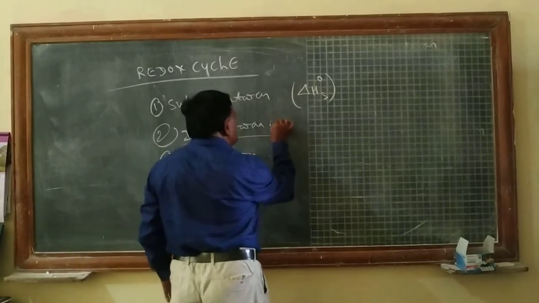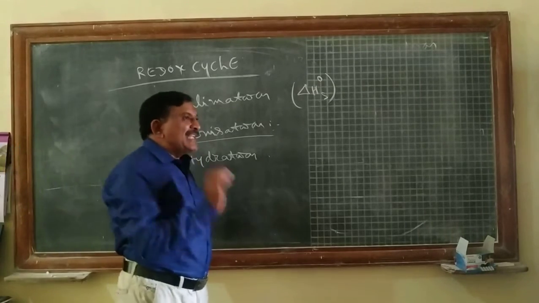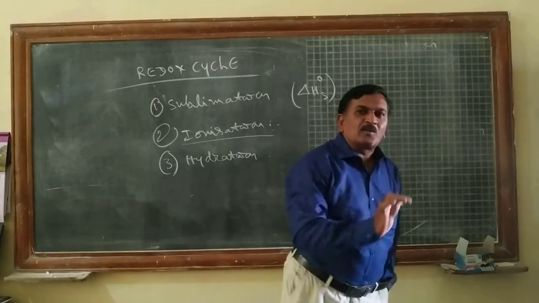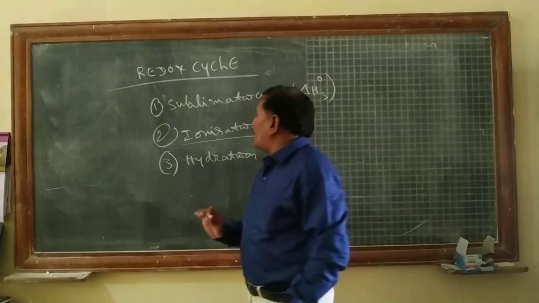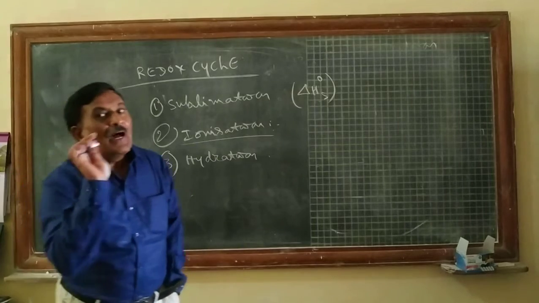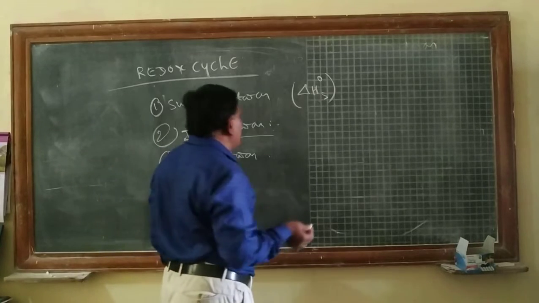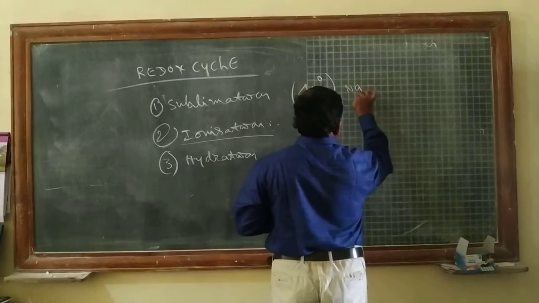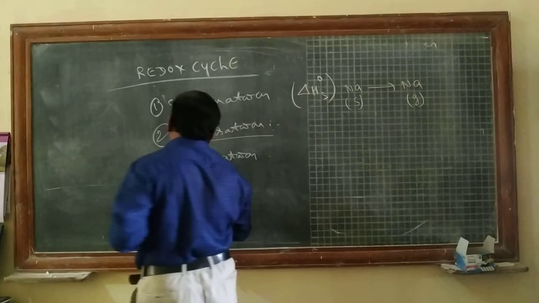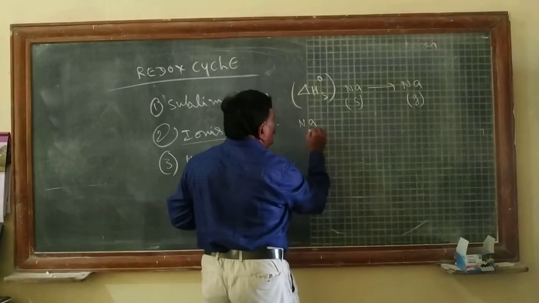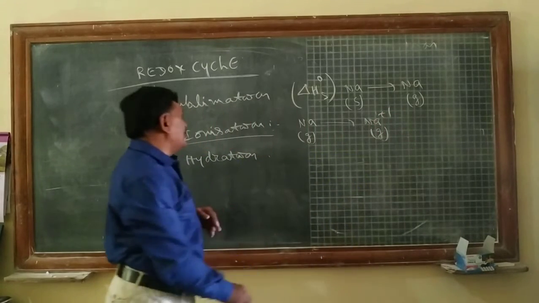Then the second process is ionization. Ionization is equal to the ionization energy. It means that when one or more electrons are removed from a neutral gaseous atom, it forms a positive ion. The gaseous atom is converted to the ionic form. Suppose in the first step the solid sodium metal is converted into gaseous sodium; that is sublimation. Then in ionization, the sodium gaseous atom is converted into the gaseous Na plus ion.